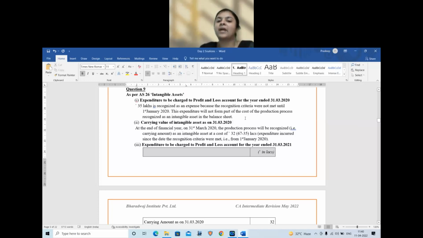And part 2 also you have answered. As per AS 26, what will be the cost of intangible? As on the year ended 31st March 2020, 67 minus 35, 32 lakhs will be the value of intangible. First 2 subdivisions clear? Third subdivision.